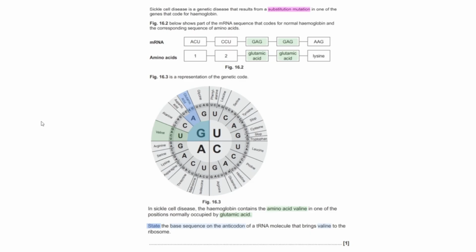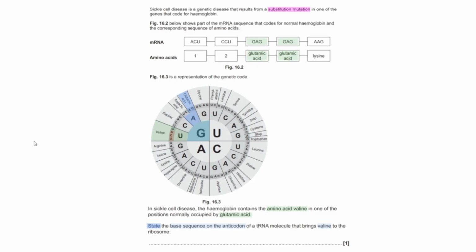Now the third letter, which is coding for glutamic acid in our mRNA strand in figure 16.2, is G and not A. But we cannot change the third letter because we've already used up our one change from the substitution mutation, eliminating the possibility of coding for valine with A, C or U. Therefore, the only possible triplet code which can code for valine is going to be G, U and G.